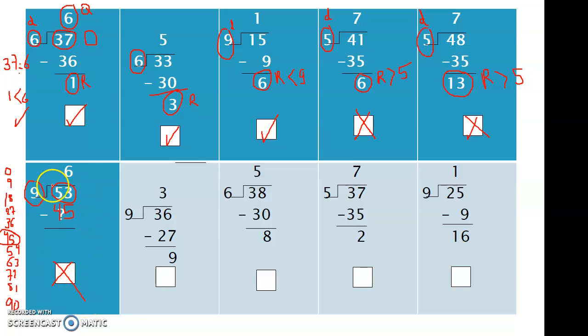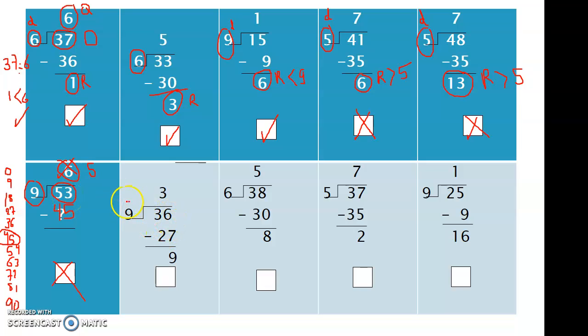Why? Because the closest number to 53 is 45. Which number in table 9 gives us 45? 9 times 5. It's not 6, so this operation is wrong. Because if we write 6, it will be 54. 54 is bigger. It's not the closest number to 53. So it's wrong. We have to choose a number less than 53.